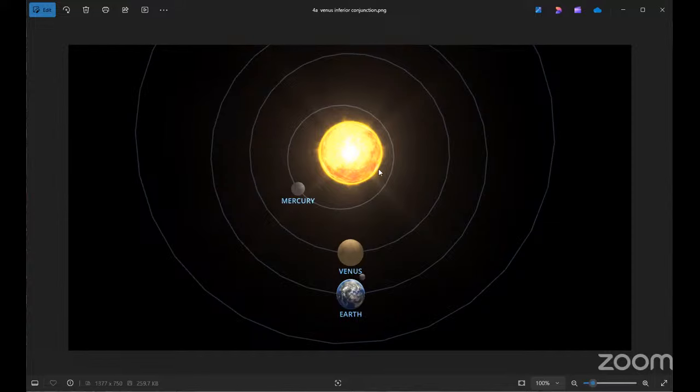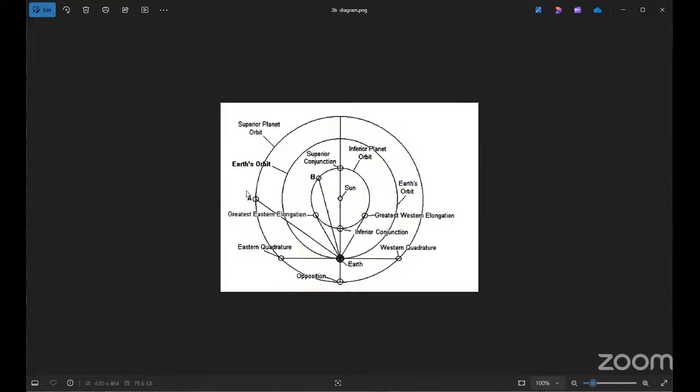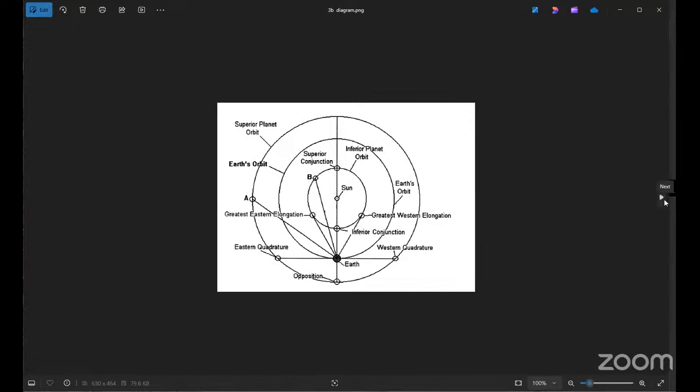Most of the time, Venus and Mercury aren't visible at all. Here's one of the reasons why. We have a planetary alignment that we call inferior conjunction. Now, before I talk about this, is my diagram better than this? You can put in chat which you like better.